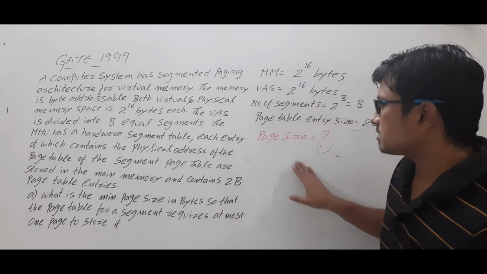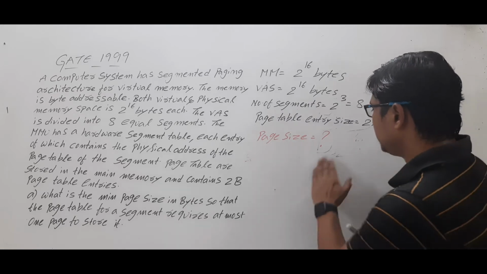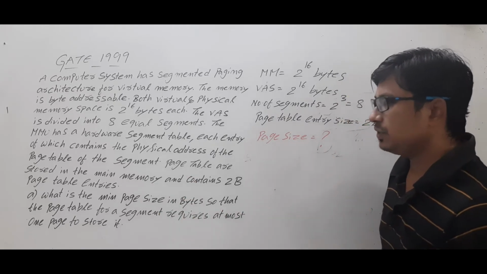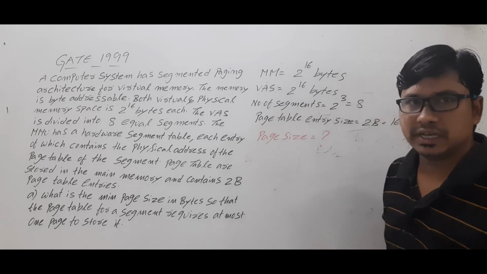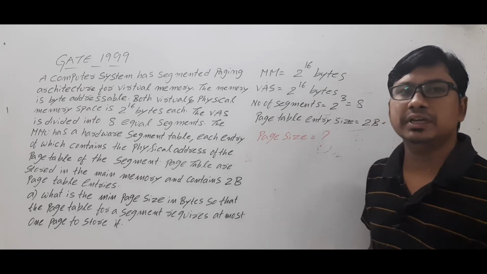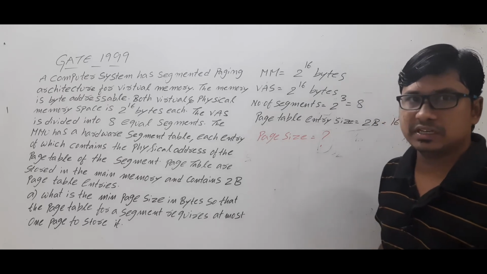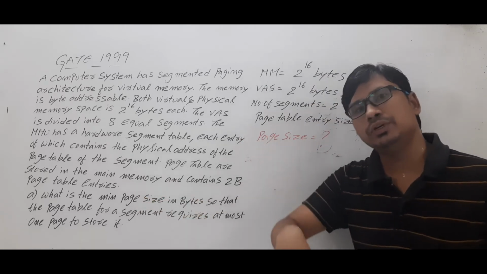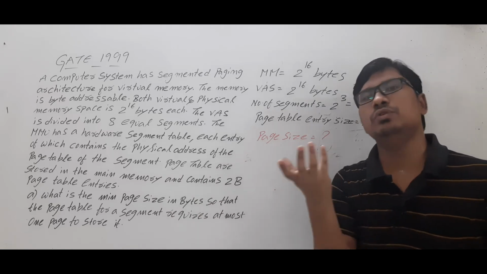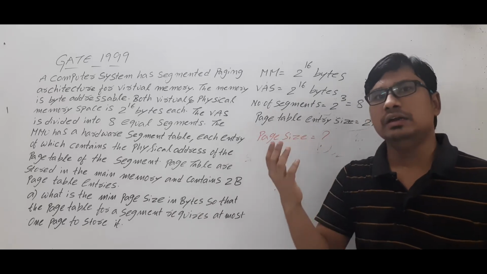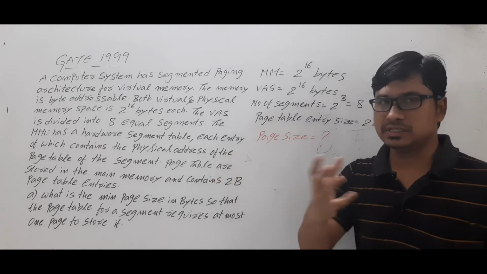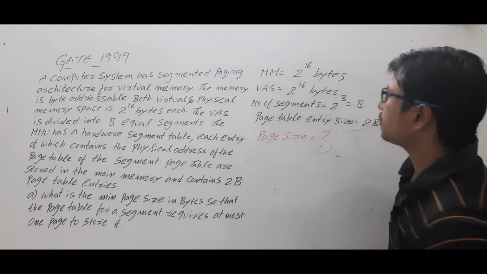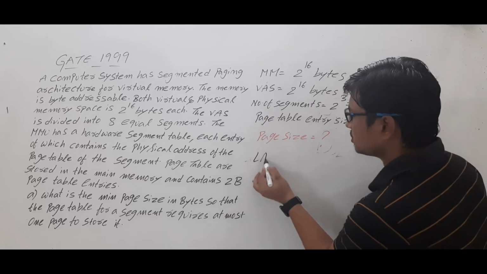So now they are asking for the page size, and we need to find the page table size in such a way that it will be stored in one page. Are you able to understand it or not? Because the entire page table should be stored in one page. So the page table size should be less than or equal to the page size. To do that, first we need to find the logical address.